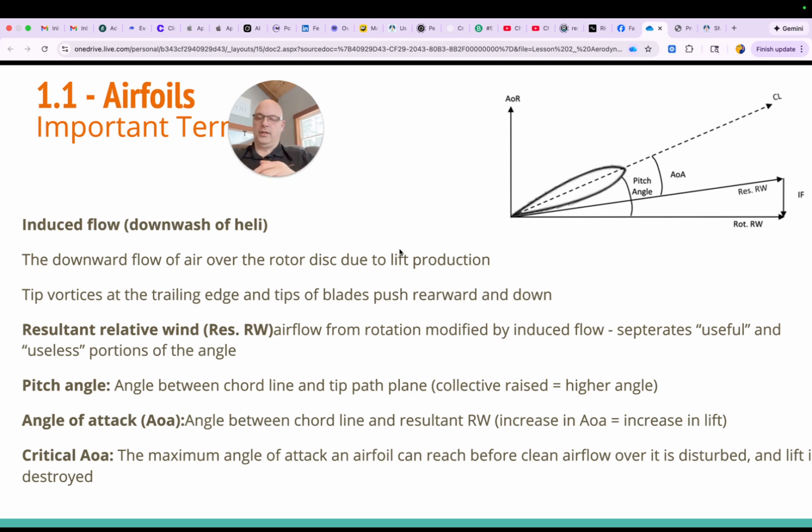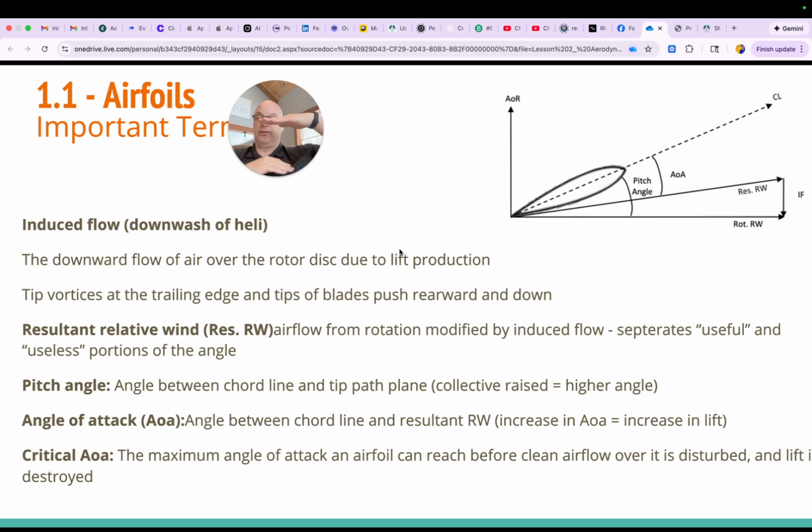The pitch angle is the angle between the chord line and the tip path plane. Collective raises a higher angle of attack, right? The angle of attack is the angle between the chord line and the resultant, right? Increasing the angle of attack increases lift. But you also have to be mindful of the critical angle of attack, which is the maximum angle of attack the airfoil can reach before clean airflow over it is disturbed and lift can be destroyed.